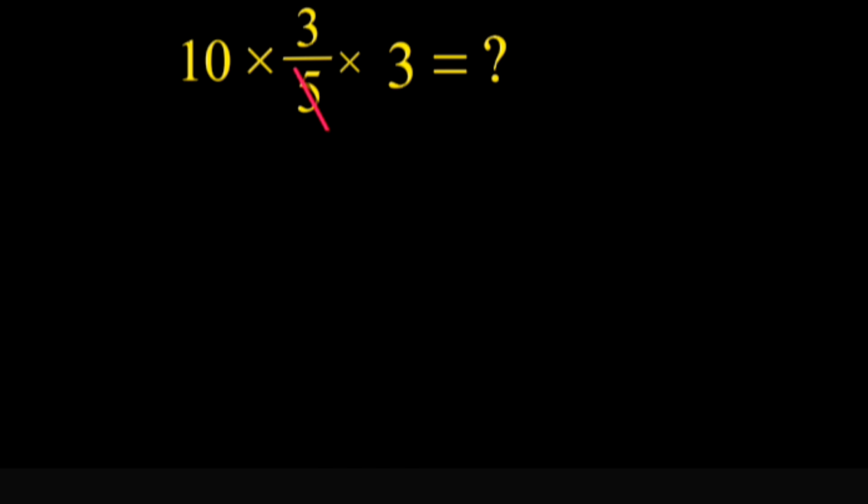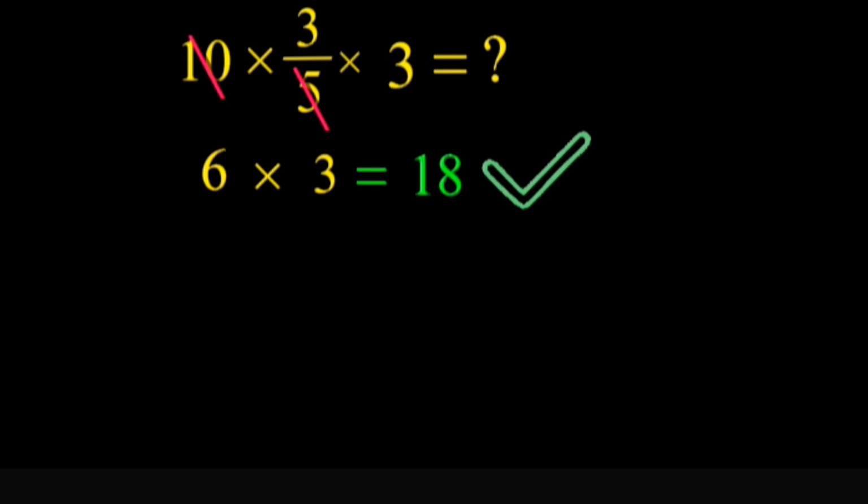5 divided by 5 gives us 1, and 10 divided by 5 gives us 2. 2 times 3 gives us 6, and in the end, 6 times 3 gives us 18, which is our final answer.